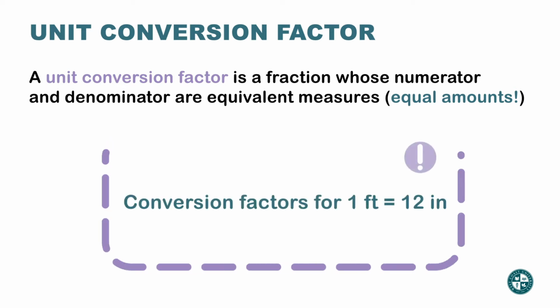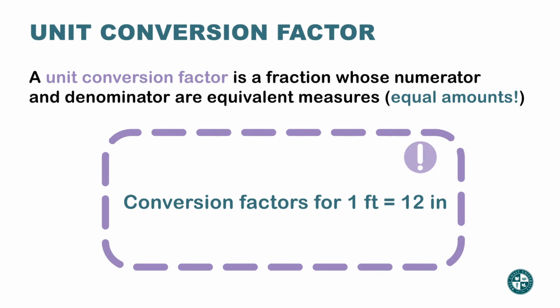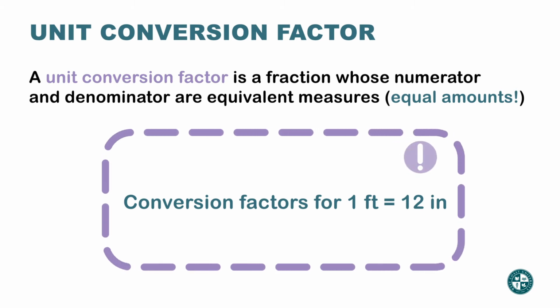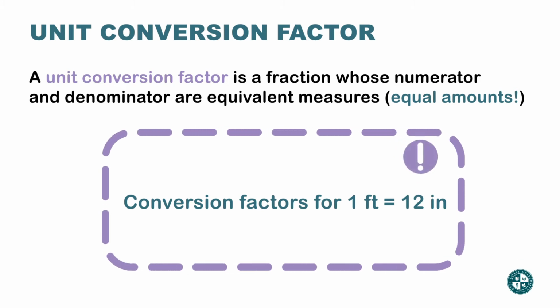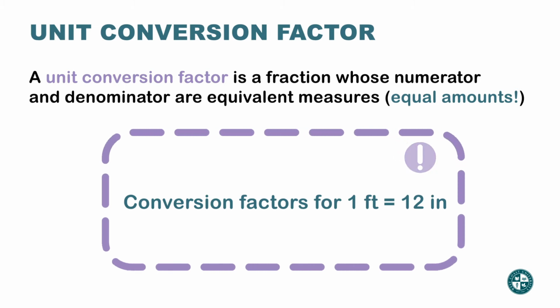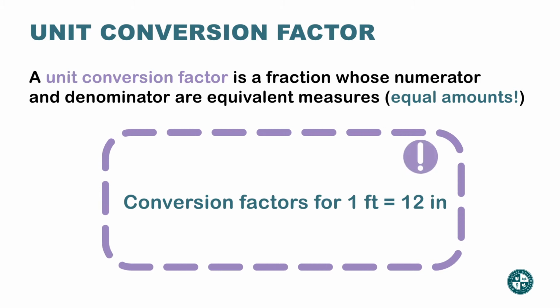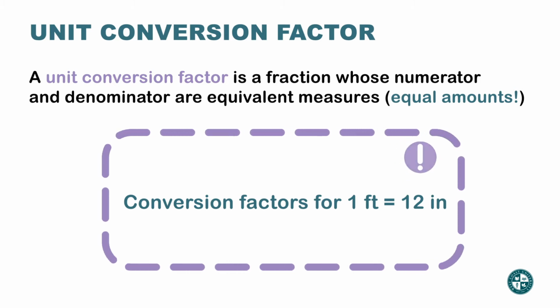You're going to take a conversion statement. This is what we call a conversion statement: 1 foot equals 12 inches. But this statement is stating that two different quantities are the same amount. They're equal. So from this conversion statement, you can get two fractions. The fancy word: two unit conversion factors.